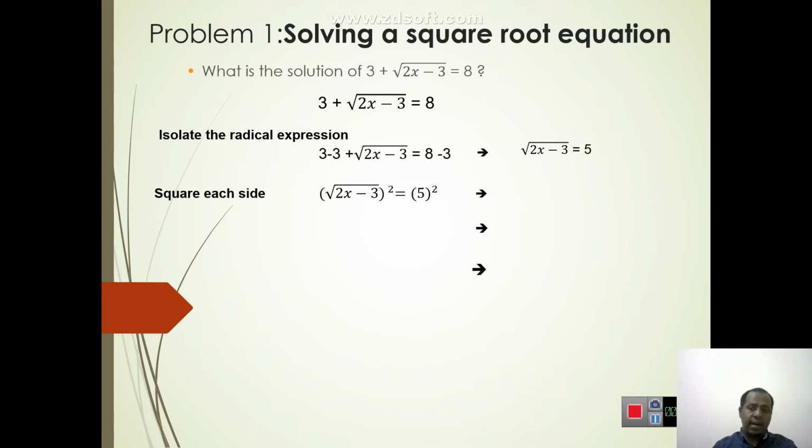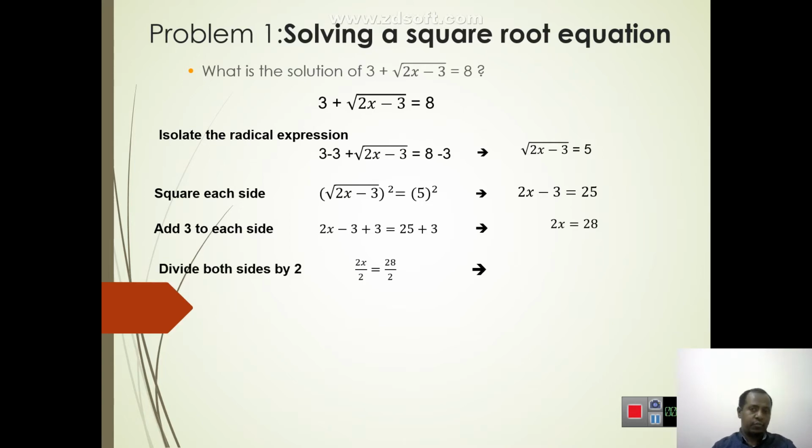When I square each side, I get 2x minus 3 is equal to 25, which is a linear equation. And we know how to solve a linear equation. So to solve this equation, I have to add 3 on each side. Then I get 2x is equal to 28. Then to get the value of x, I have to divide each side by 2. Then finally, I get x is equal to 14.